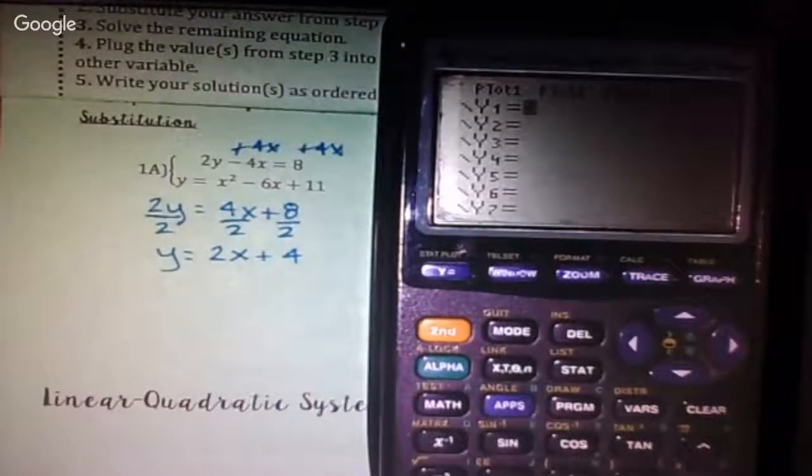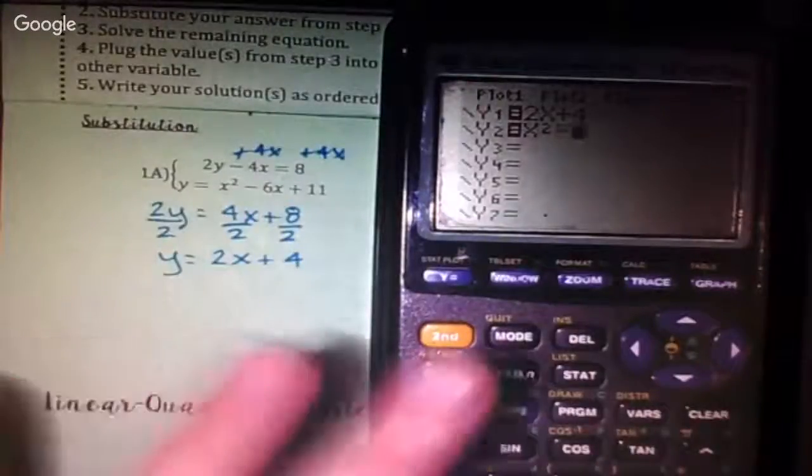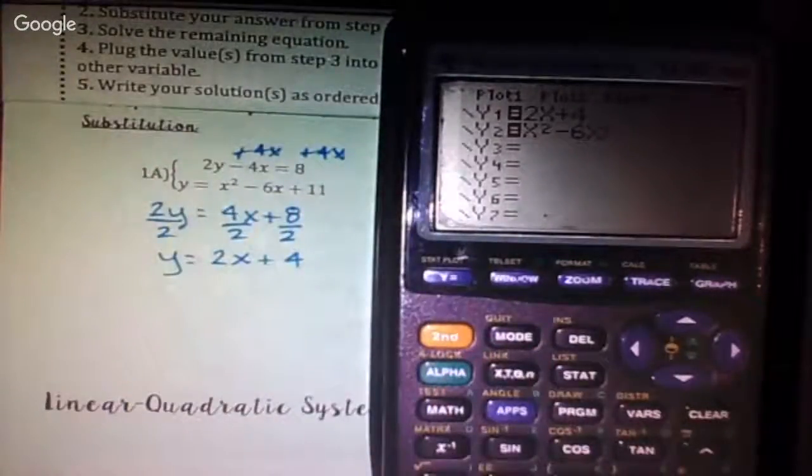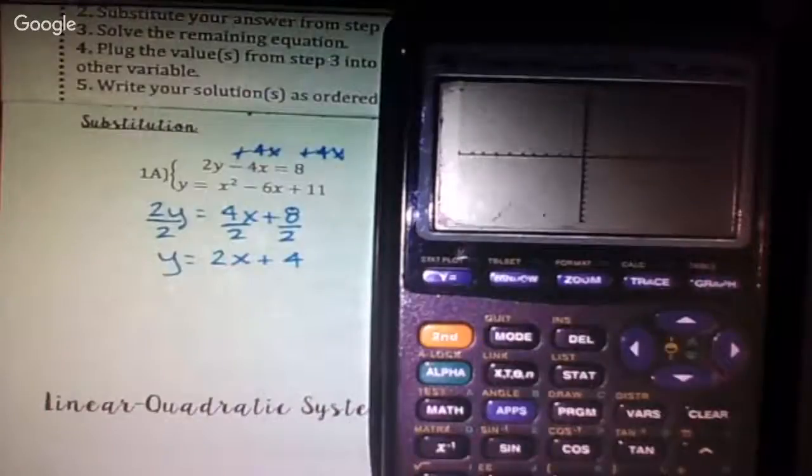Okay, so we've got 2x plus 4, and we've got x squared minus 6x plus 11. And we graph. There's your linear function. There is your parabola. What's the problem with this one? We can't see both the intersections. You can't see both intersections.